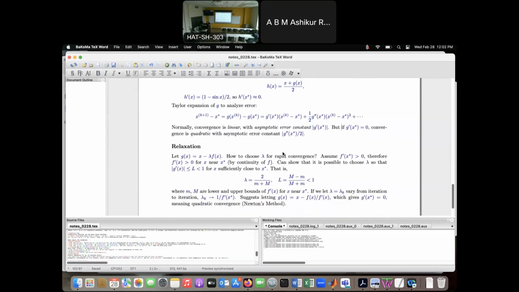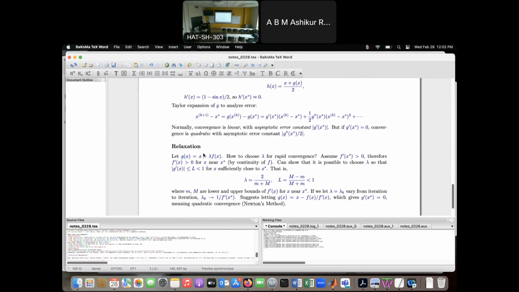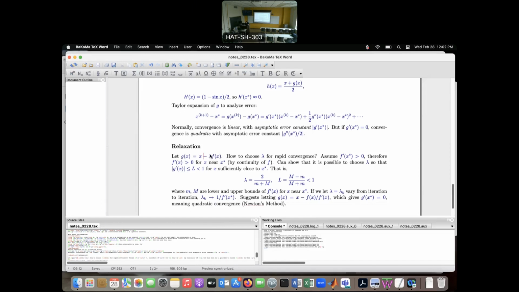Now, speaking of trying to jigger fixed point iteration to achieve faster convergence, that leads to a concept called relaxation. Suppose I define g of x to be equal to x minus a constant lambda times f of x. So I'm trying to solve f(x) equals 0 by solving this. The equations are equivalent as long as lambda is non-zero. But there's a way that we can choose lambda to make convergence more rapid. The science of choosing lambda to achieve faster convergence, that's what relaxation is about.